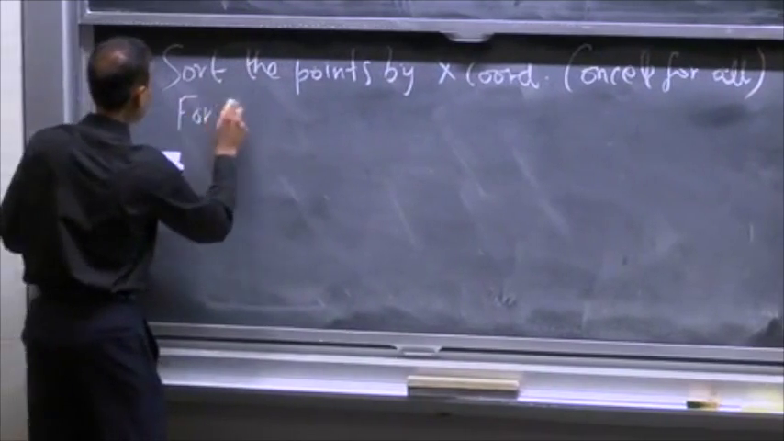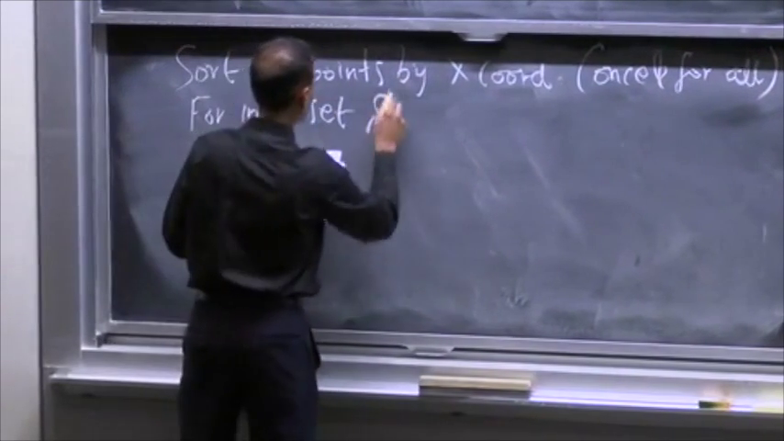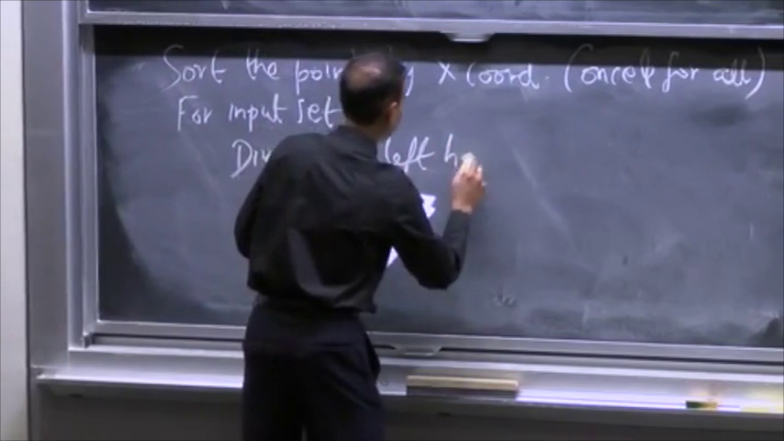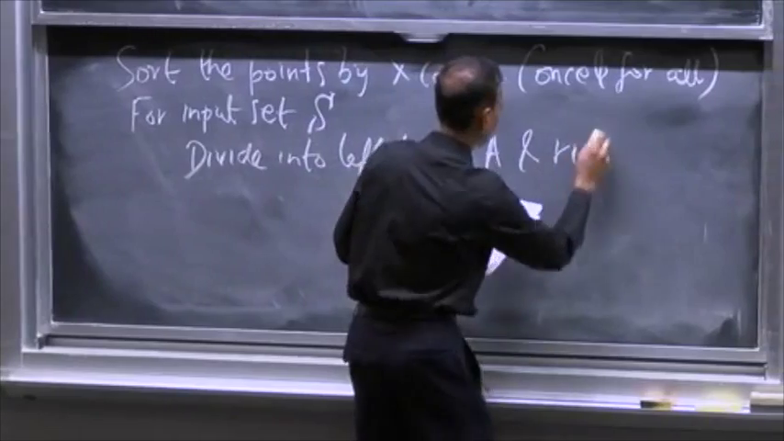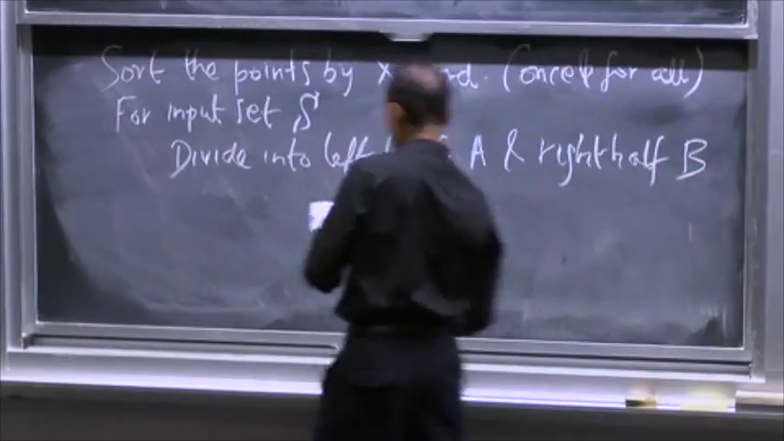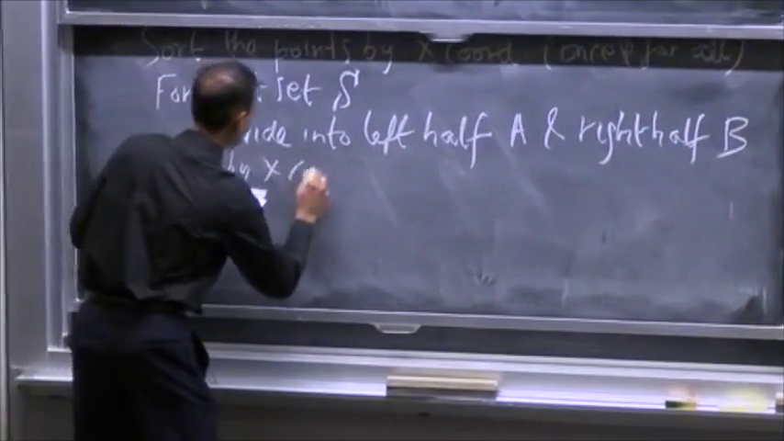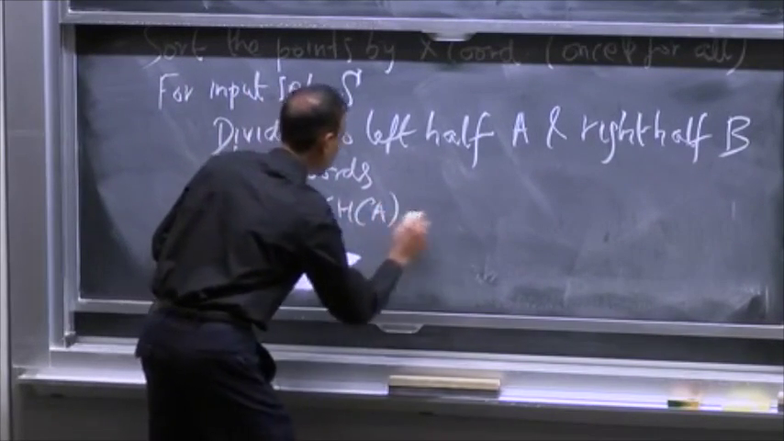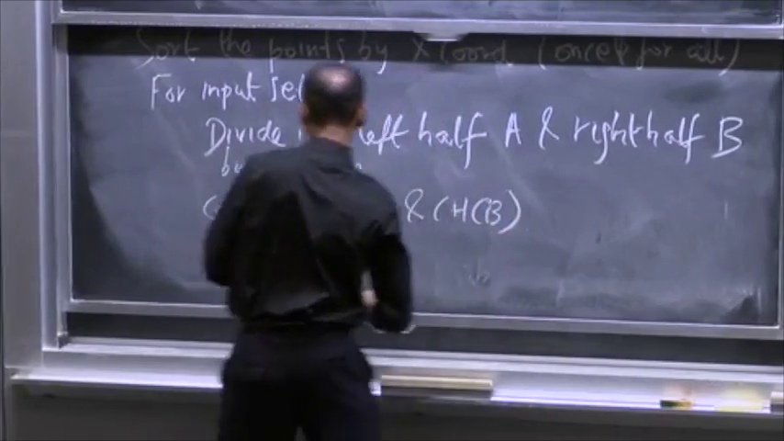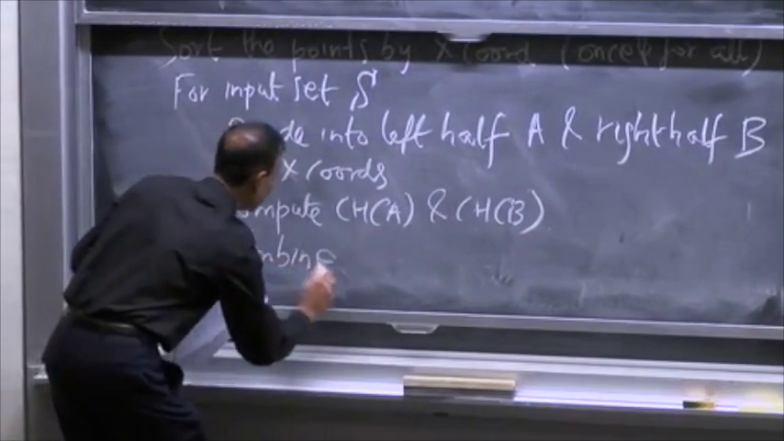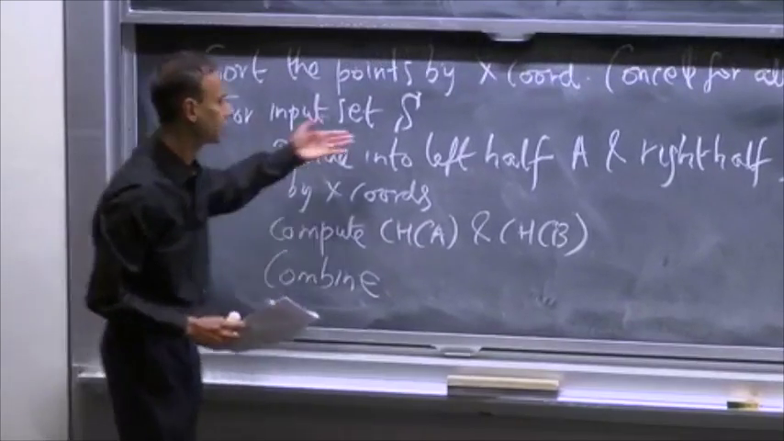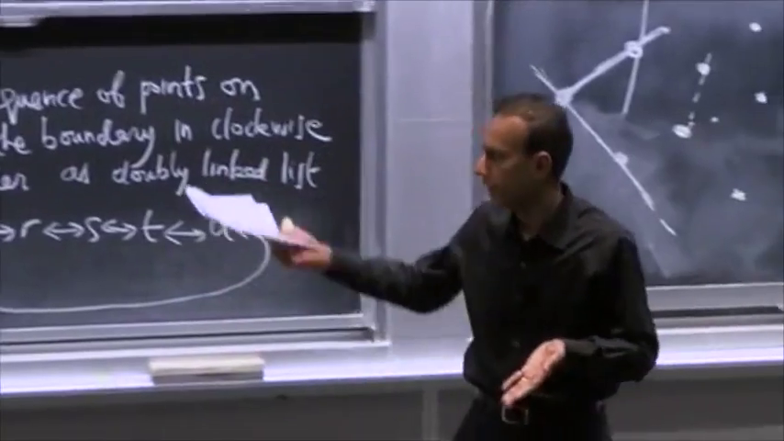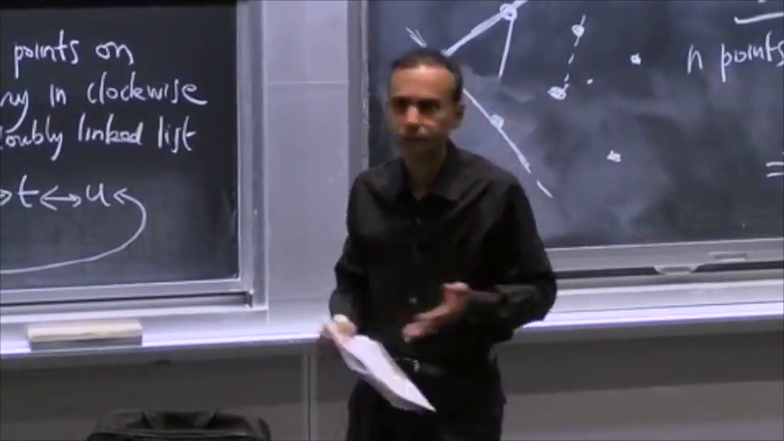And for the input set S, we're going to divide into the left half A and right half B by the x coordinates. And then we're going to compute CH of A and CH of B recursively. And then we're going to combine. So the only difference here from what we had before is the specification of the division. It looked pretty generic. It's similar to the paradigm that I wrote before, but I've specified exactly how I'm going to break this up. All right?